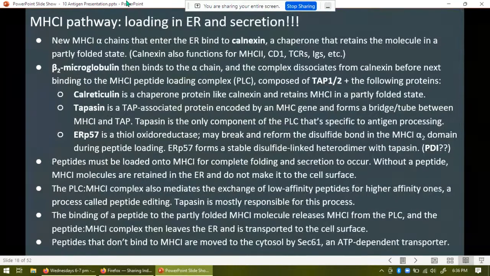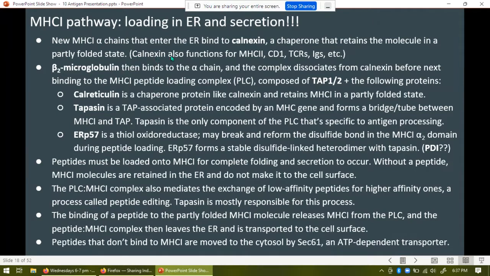Okay. So let's look at it from the perspective of a freshly synthesized MHC1 molecule. So point of view, you are a fresh MHC1 molecule. Remember, MHC1 only has an alpha chain. So new MHC1 alpha chains enter the ER, right? They're secreted across the ER membrane because they are transmembrane proteins, where they bind to calnexin. Calnexin is a chaperone in the ER, and it binds to MHC1 to retain it in a partly folded state.